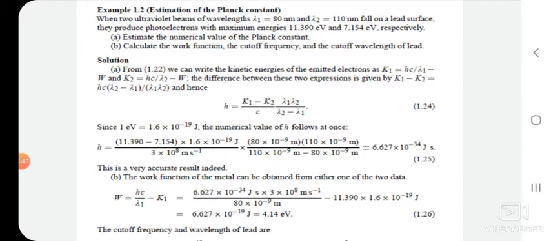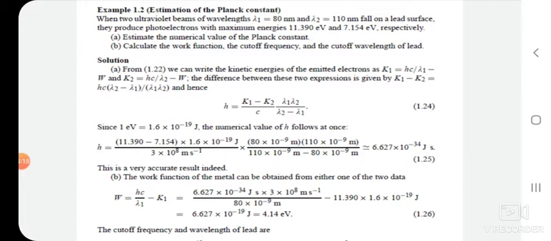If we simplify, or do some numerical calculations, then you will get h equal to 6.623627 into 10 to the power of minus 34 joule second, which is nearly equal to the Planck's constant. This is a very accurate result indeed. Actually the value of Planck's constant is 6.623 into 10 to the power of minus 34 joule second.